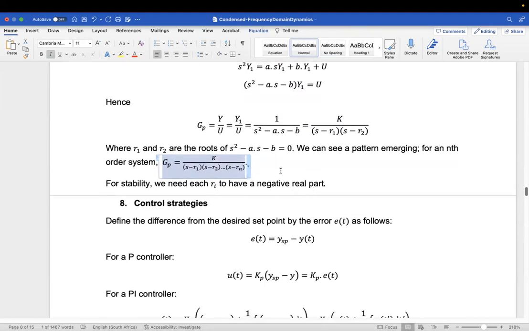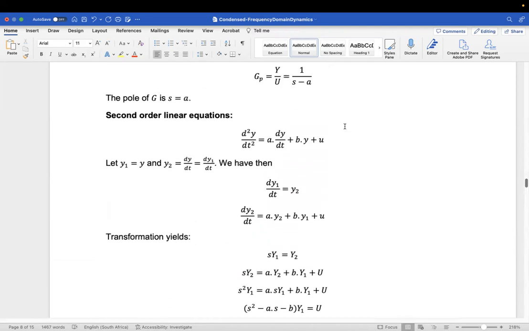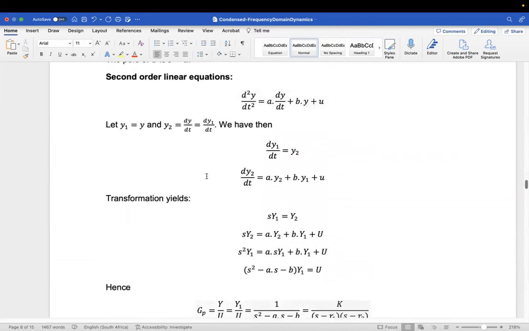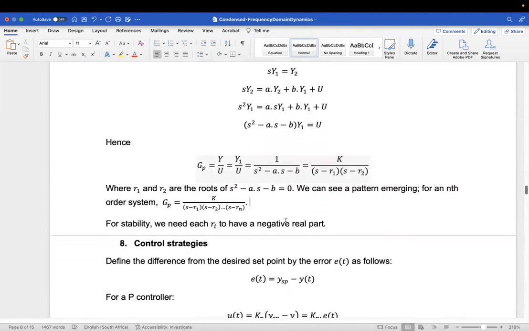And we can see here that our stability criterion would be that all these roots, all these r's, must have negative real parts if this process is going to be stable. So hopefully that gives us some confidence in transforming any order of system, and it tells us what to look out for, how to analyze for the onset of instability.